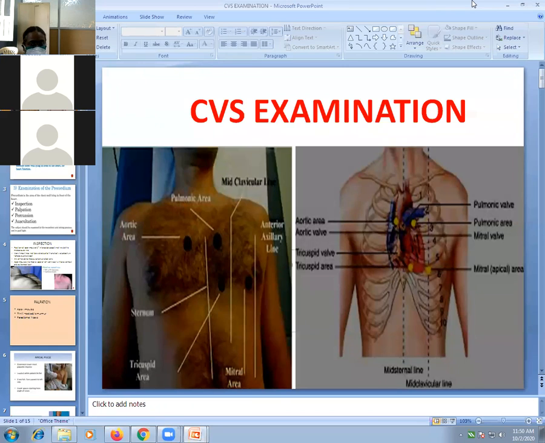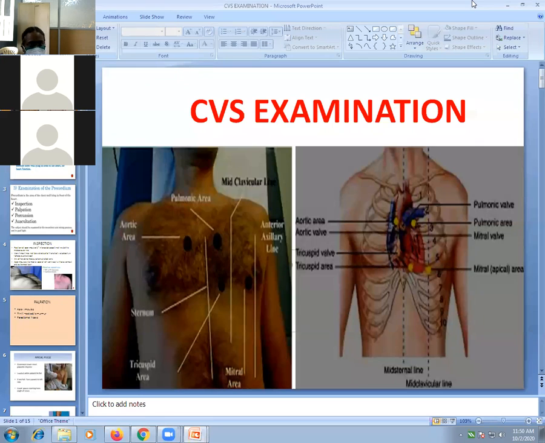So there are three layers of heart: pericardium, myocardium, endocardium. So pericardium has two layers, visceral and parietal, and there is a pericardial space. If there is abnormal collection of fluid in that pericardial space, then it is called pericardial effusion.